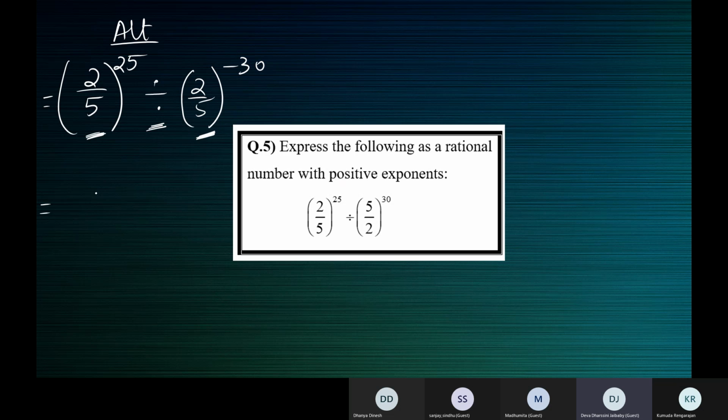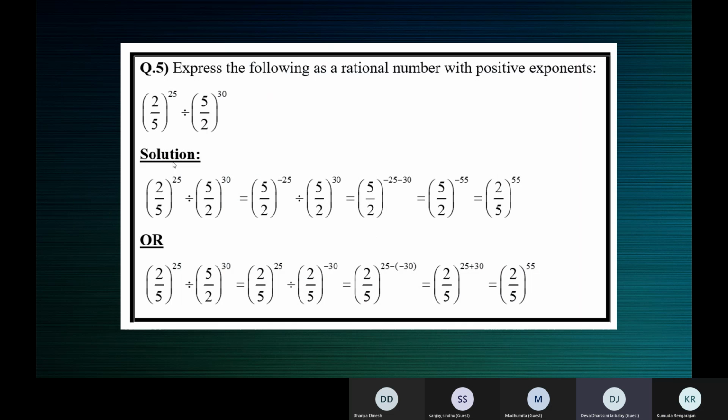Ma'am, with the base, ma'am. No. What is the operation? Is it multiplication or division? Division, ma'am. So we have to subtract the powers, correct? Yes, ma'am. So it will be 2 by 5 to the power minus 30 minus 25, ma'am.